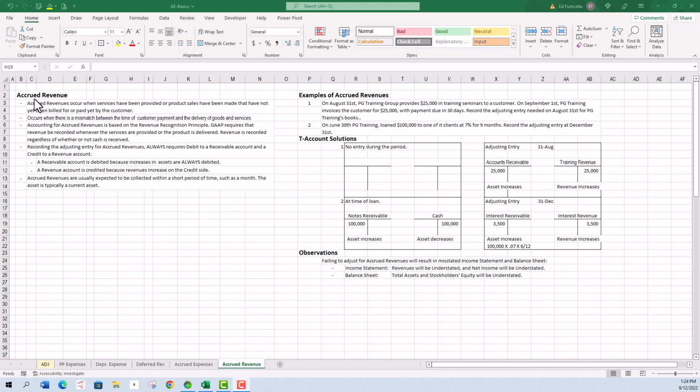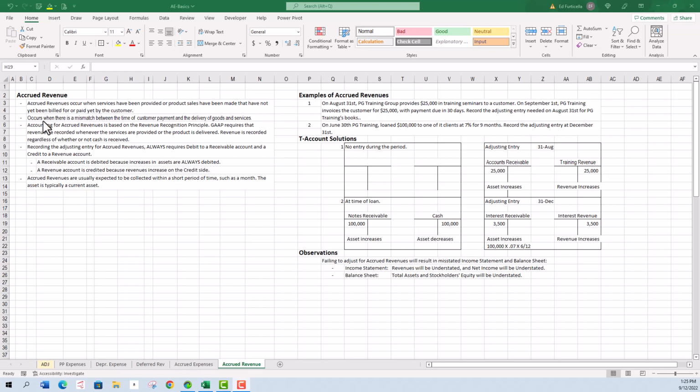Hello all, let's discuss accrued revenue and the adjusting entry for accrued revenue. Accrued revenues occur when services have been provided or product sales have been made that have not yet been billed for or paid by customers.